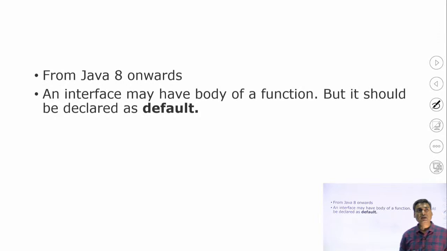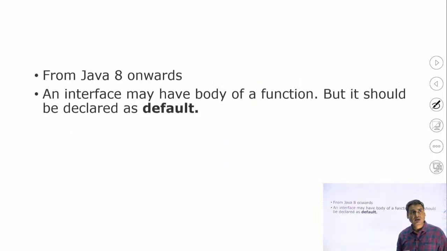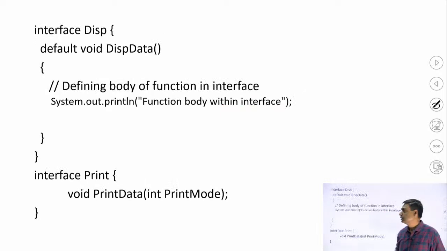Now one major change is that we cannot give the definition in the interface, but from Java 8 onwards it is possible to give the body of the function in the interface, and that function must be defined as default. This is a very important part. Now look at an example.